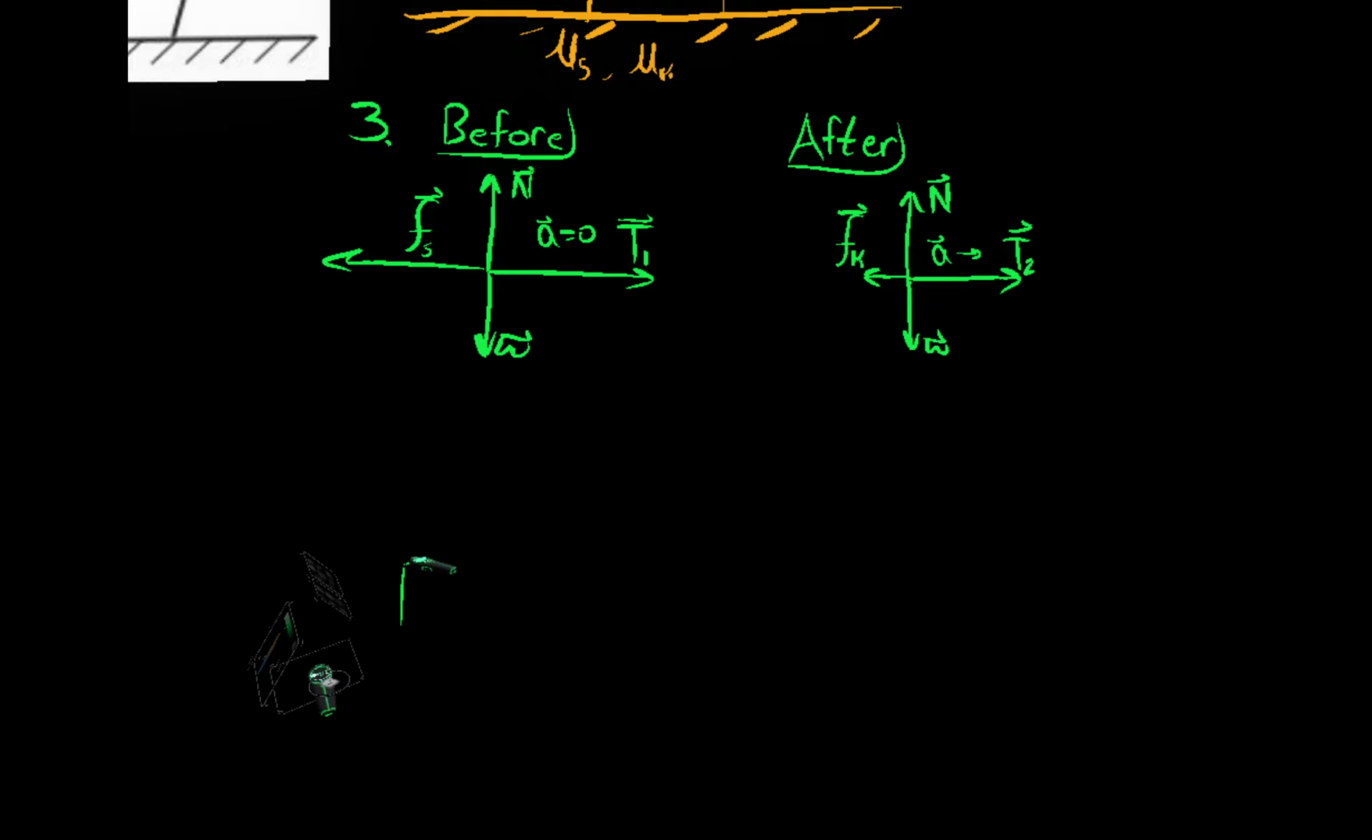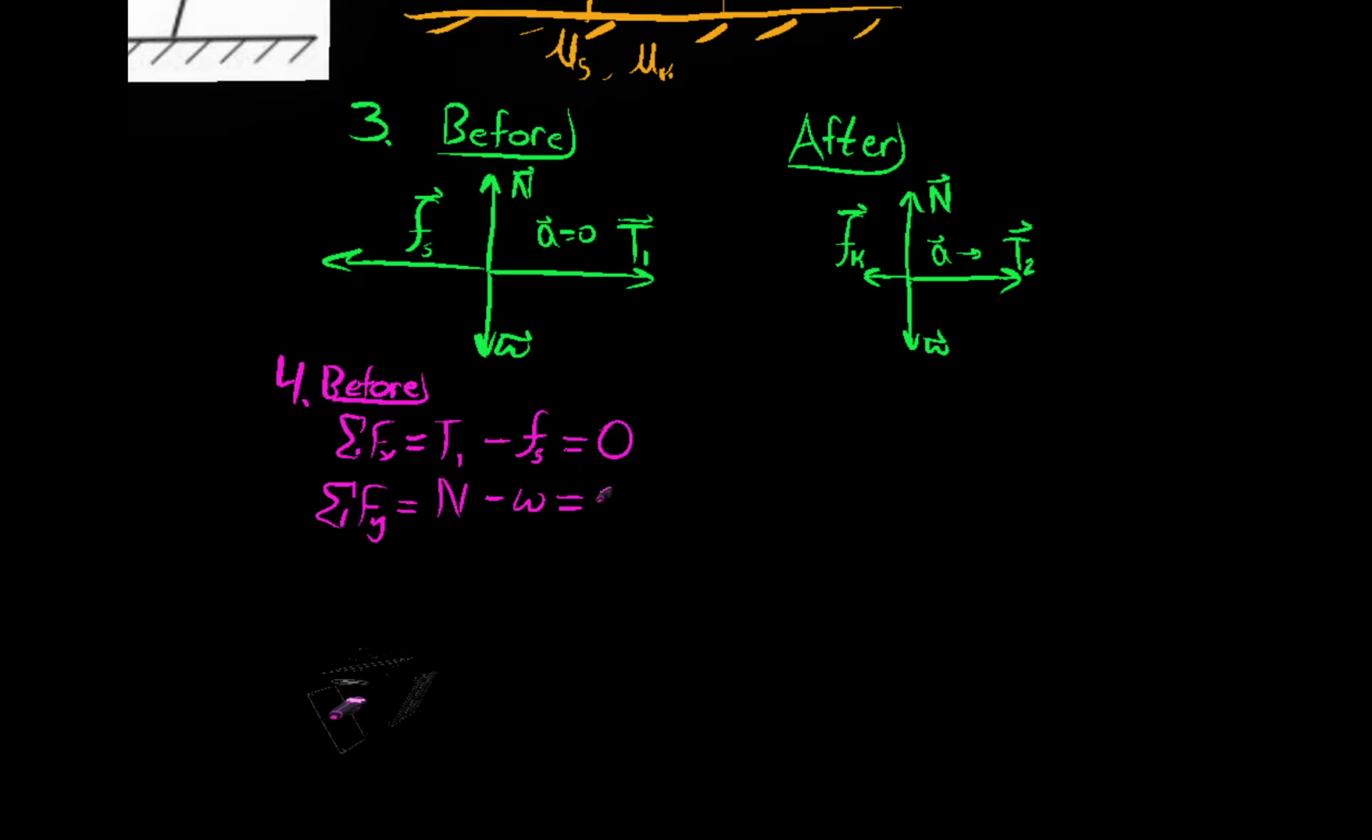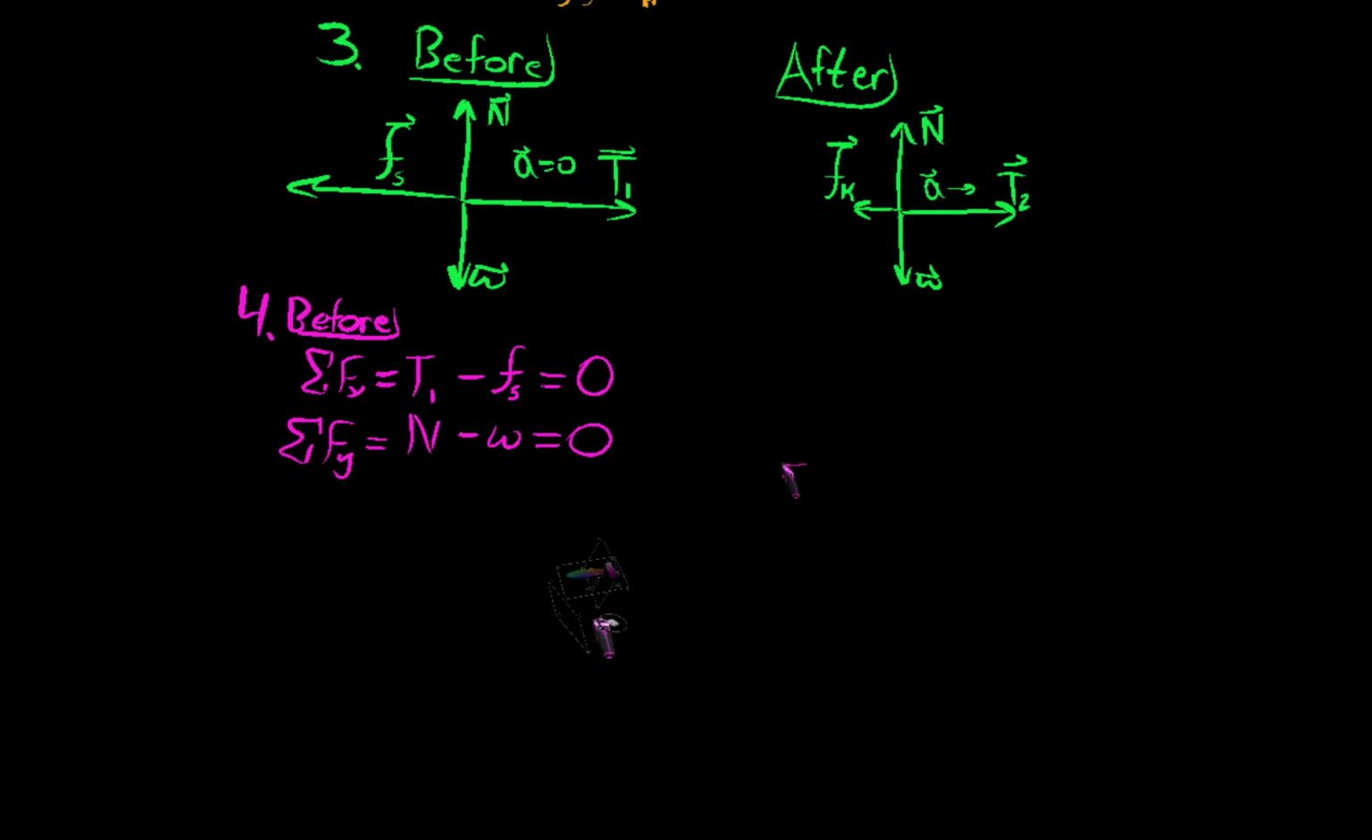So now we do our part 4. Let's go over to here, do pink again. 4, get our equations. So before, we have sum of the forces in the x is equal to T1 minus F sub s, and that's equal to 0 because it's not moving. Sum of the forces in the y is equal to n minus w, and that's also equal to 0. It's not crashing through the floor. Maybe we need both, maybe we don't. It's easy enough just to write it.